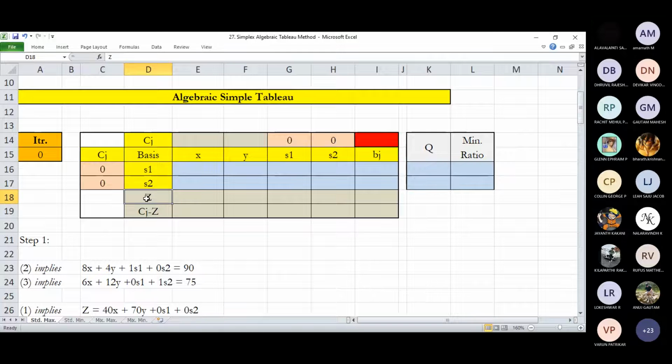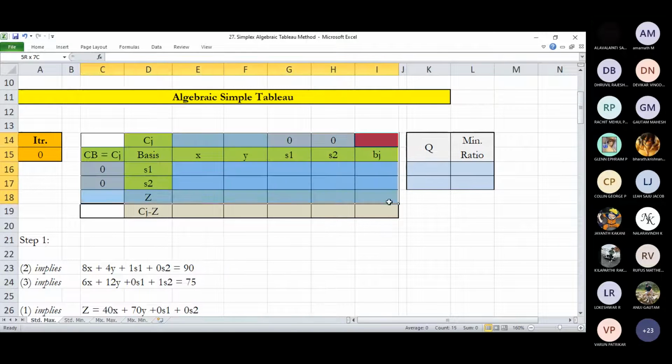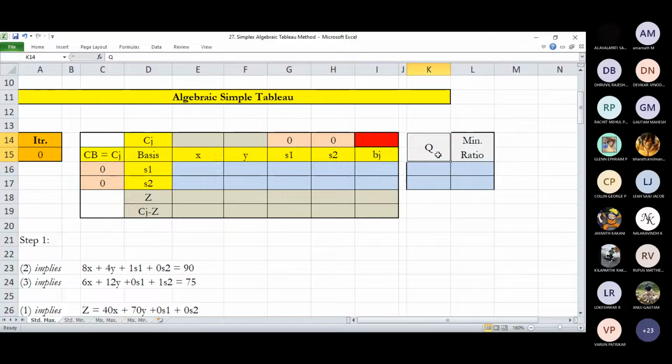Then z, which is the bottom-most row, and the next row is Cj minus z. You can even call this the CB coefficients in order to differentiate between this and this. So this is the W, and we have Q, which is the minimum ratio. Actually, Q and minimum ratio are both the same. That's why we have minimum ratio here, and that's it. So the procedure is fairly the same.